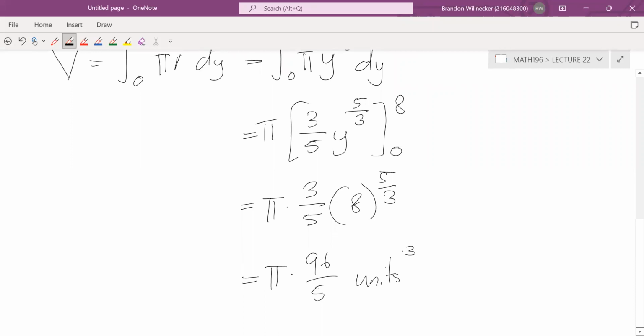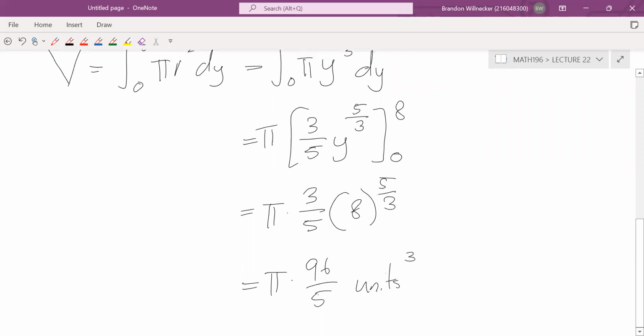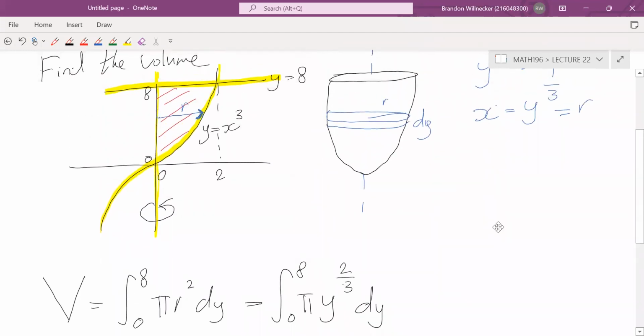units cubed. Okay, so in this case, the axis of rotation was vertical, which means we're stacking our discs vertically. So we have to integrate in terms of y. So when we stack vertically, we integrate in terms of y. When we stack horizontally, we integrate in terms of x. Okay, please remember that. Okay, let's take a look at another example.